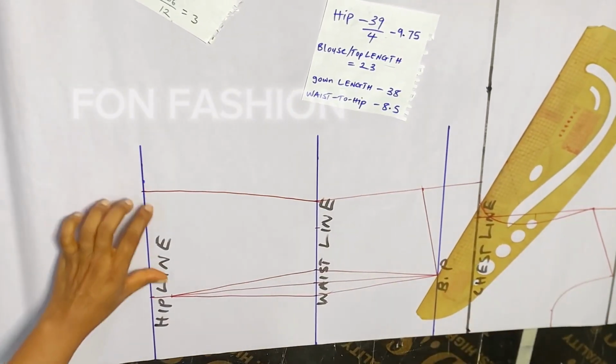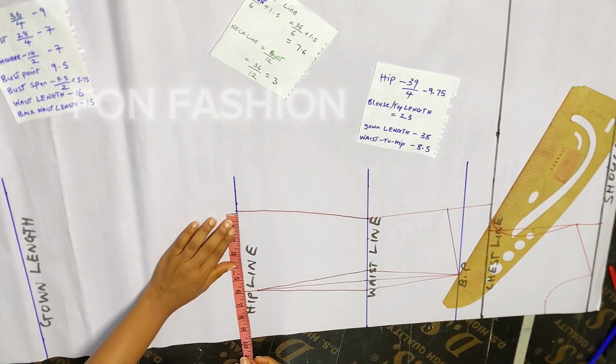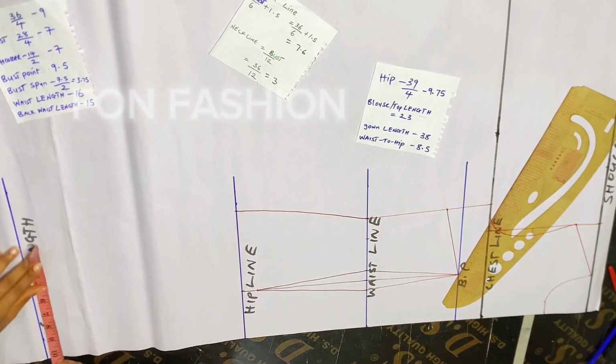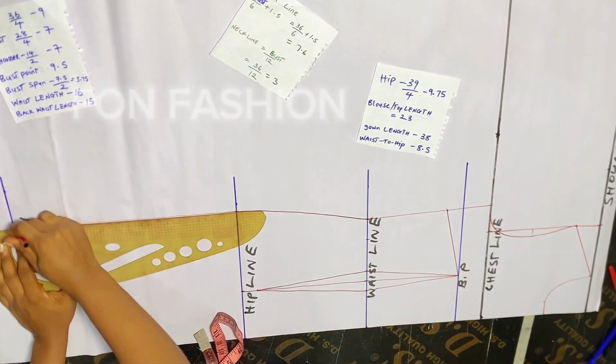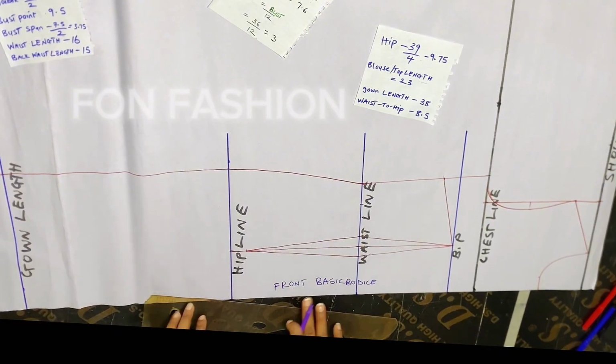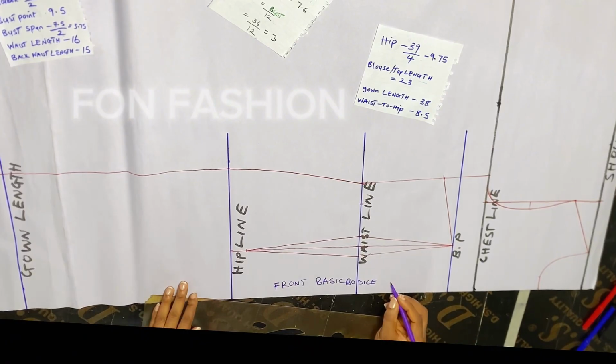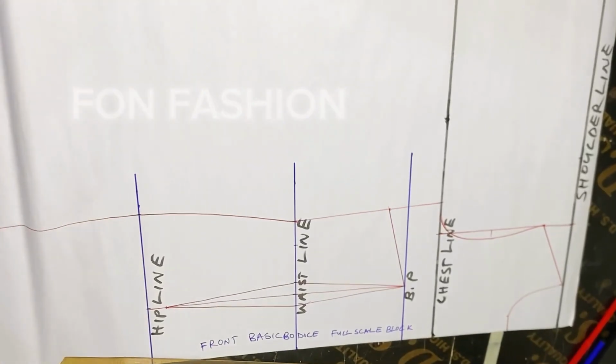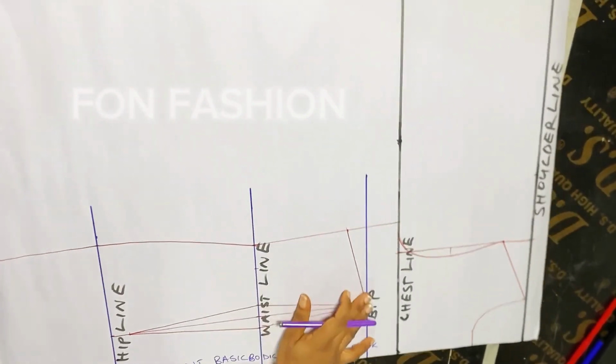So you just have to take this measurement down to the gown length. I'll be taking down the measurement like so. So this is the front basic bodice full scale block. We're going to be drafting the back on this side.